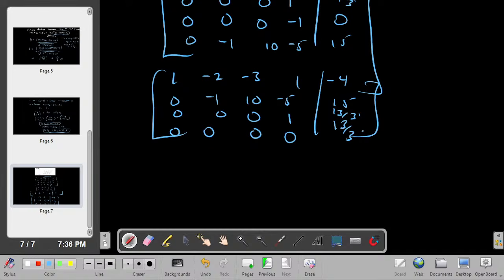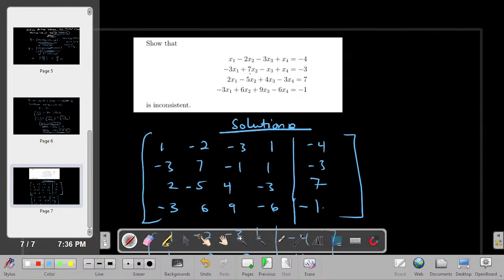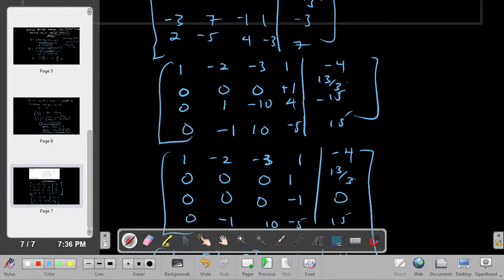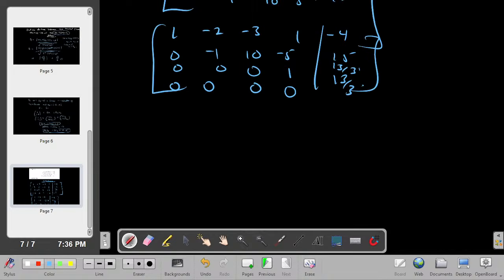So the question asks, what's the question? It says show that this system is inconsistent. To show that this system is inconsistent, we can see that the rank of the matrix is what? 1 and 2 and not 3. The matrix has three ranks: one, two, three. What's the rank of the augmented matrix? One, two, three, four. Therefore, they are not equal. Since the rank of the matrix and the rank of the augmented matrix is not equal, it is inconsistent. You have all zeros, but you have a value here. It doesn't make sense. So it's inconsistent.